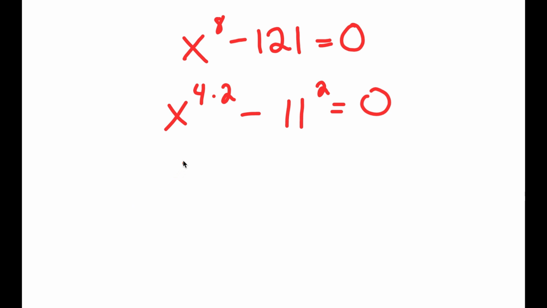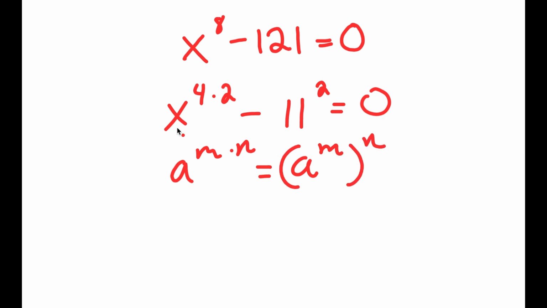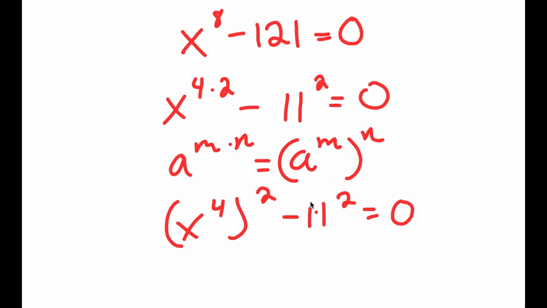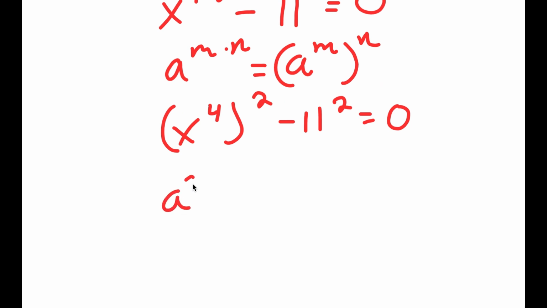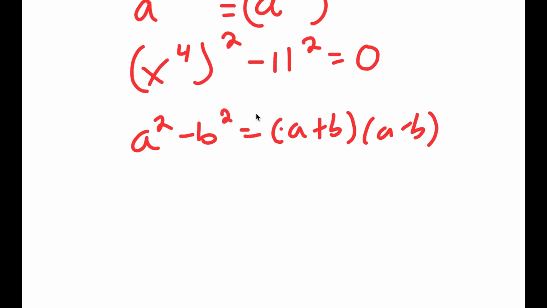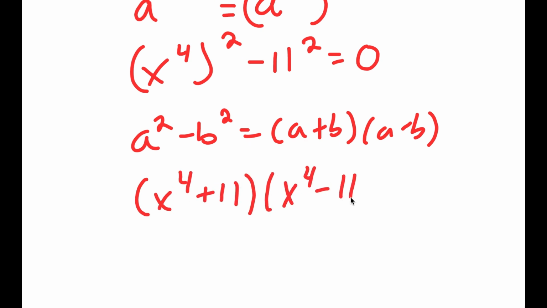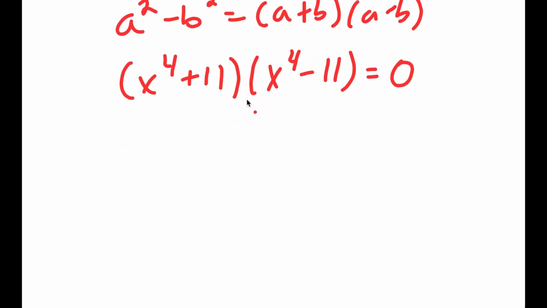Now if I have something in the form a to the power of m times n, this is equal to a to the power of m to the power of n. So x to the power of 4 times 2, that's going to equal x to the power of 4 to the power of 2. Now this minus 11 squared is equal to 0. Now if I have something in the form a squared minus b squared, this is equal to a plus b times a minus b. So in this case, this can equal x to the power of 4 plus 11 times x to the power of 4 minus 11 is equal to 0.